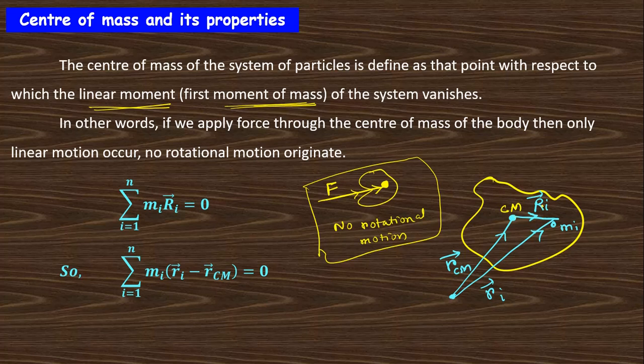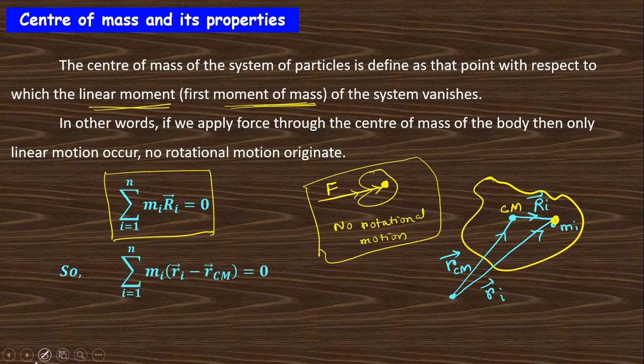Okay. So the capital Ri is the position of the ith particle with respect to the center of mass. The summation of this is called the moment of mass, and the moment of mass with respect to the center of mass of a body will be 0. That's why no rotational motion happens here, right? So Ri is nothing but the small ri vector minus the RCM vector. This is the basic criterion for the center of mass.